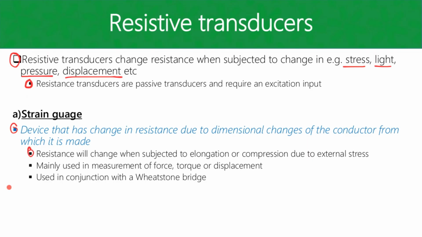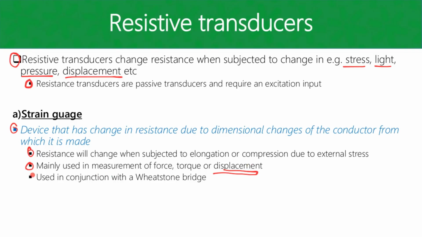So a strain gauge will have its resistance changed when it's subject to elongation or compression due to external stress or pressure. And we mainly use strain gauges to measure things like force, torque, or displacement. And when I speak of displacement here, I'm not talking about meters and meters of displacement. It's very small displacements, anything from like maybe a few nanometers up to maybe a millimeter or two.